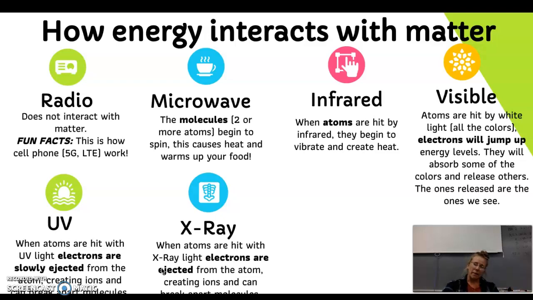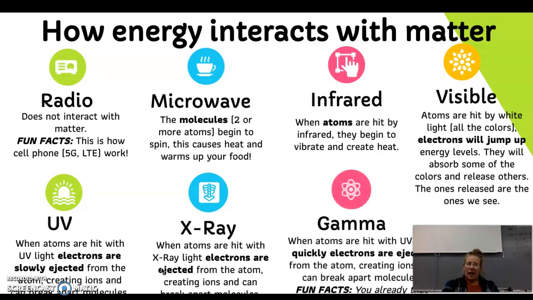And then our final one is gamma. And gamma is the same thing again. These atoms are getting hit with, oh, this should say gamma, I'll go change it, I'm so sorry, gamma light, the electrons are going to quickly be released. It's going to lose a whole bunch of electrons at once. And when we lose a bunch of electrons at once, that can be really bad.